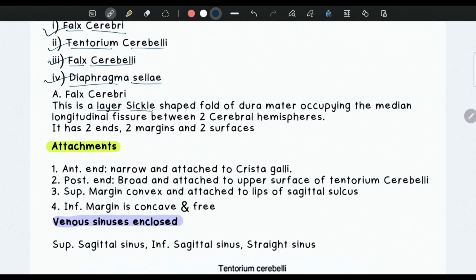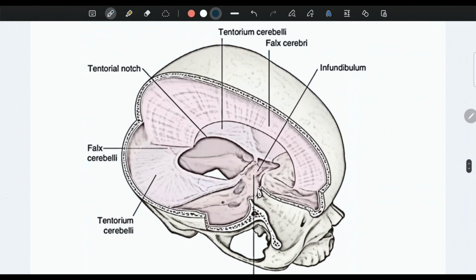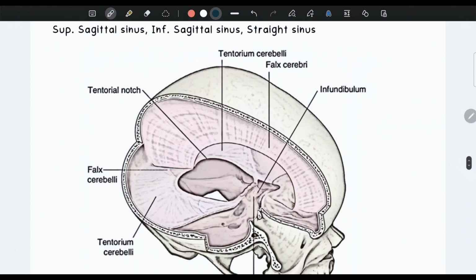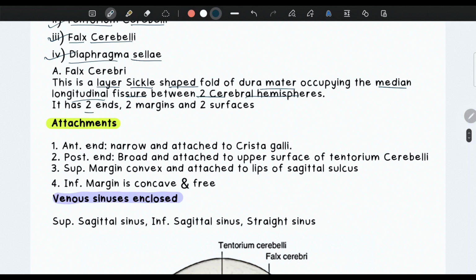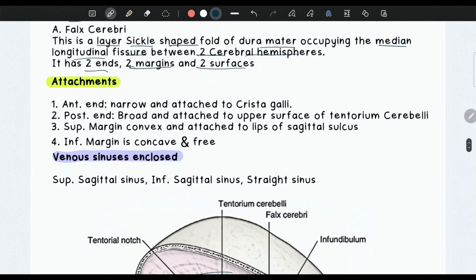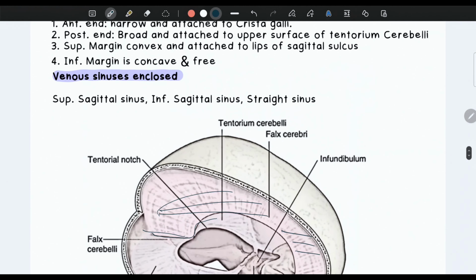This is a sickle-shaped fold of dura mater occupying the median longitudinal fissure between the two cerebral hemispheres. As we know, the cerebrum is divided into two parts, the cerebral hemispheres, which are divided by the falx cerebri, which is this part of the brain, as we can see. Then it has two ends, two margins, and two surfaces. The first one is the anterior end, the second one is the posterior end.